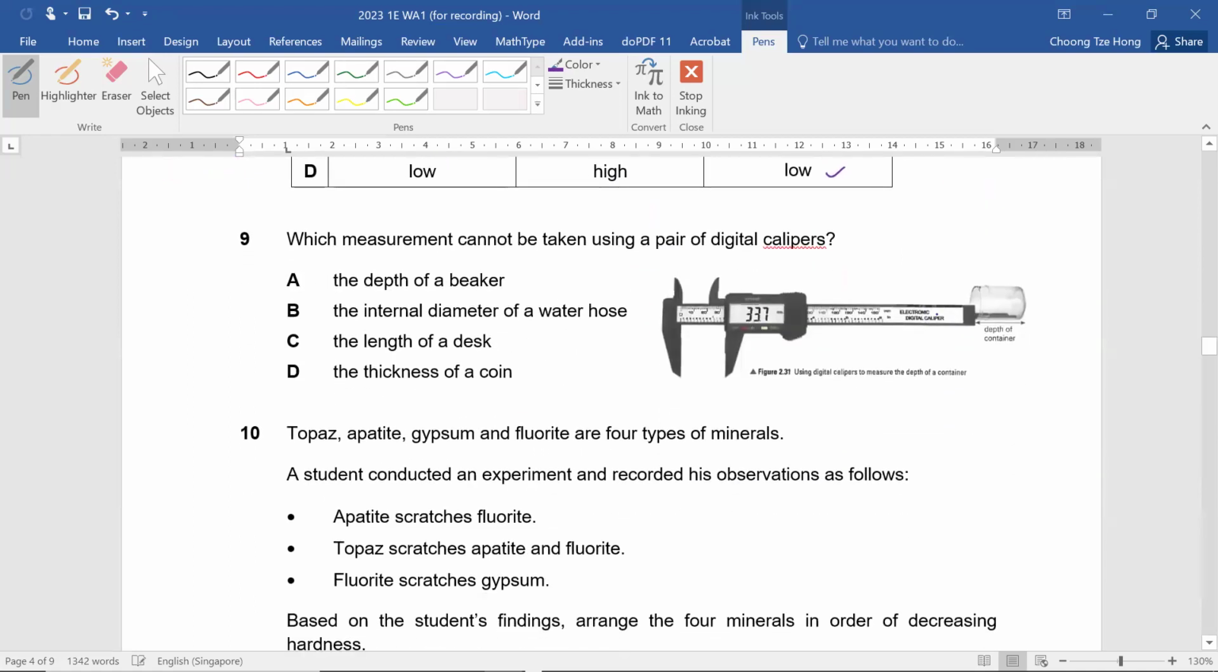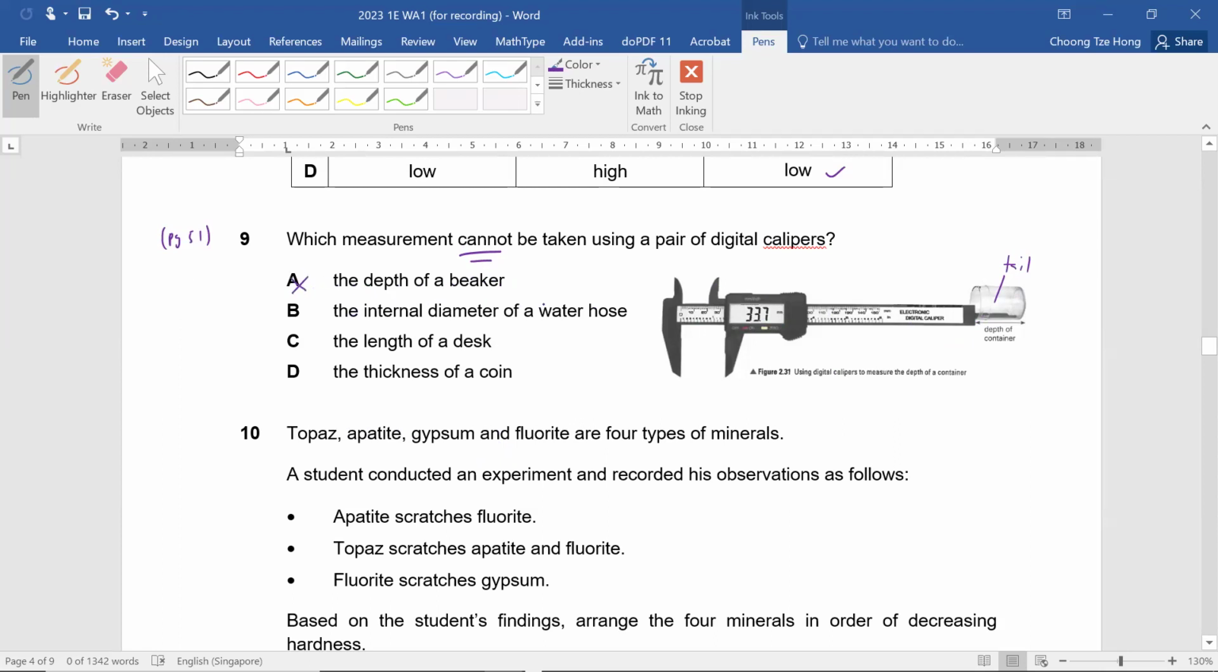Okay, which measurement cannot be taken using a pair of digital calipers? Alright, so over here you can see in your textbook, I've screenshot the picture of the digital caliper. This is on page 51. So which measurement cannot? Do take note, cannot. The depth of a beaker, the depth of a container, you can use the tail over here to measure the depth. So this one is okay, which means that this is not the answer because they say cannot.